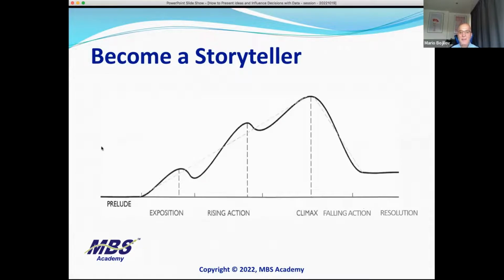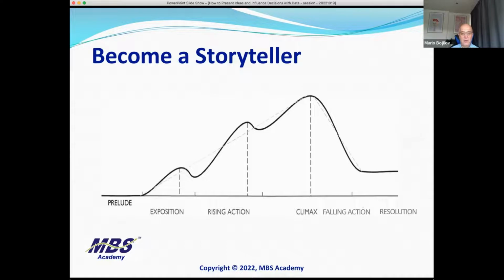becoming a storyteller. And this is what a story needs to look like. We have several parts. The first one is the prelude or exposition. The audience learns about the time and place when the whole thing will happen. There are characters that are developed, and some sort of conflict is introduced.